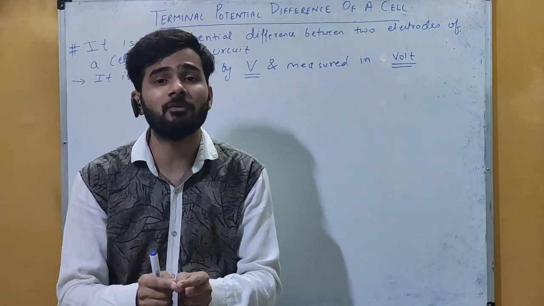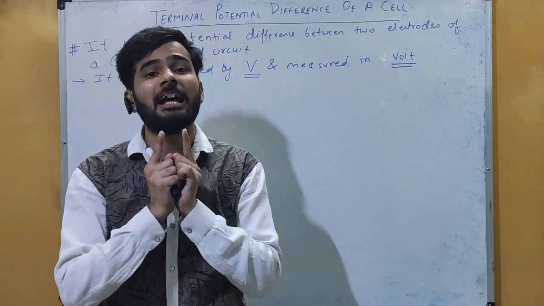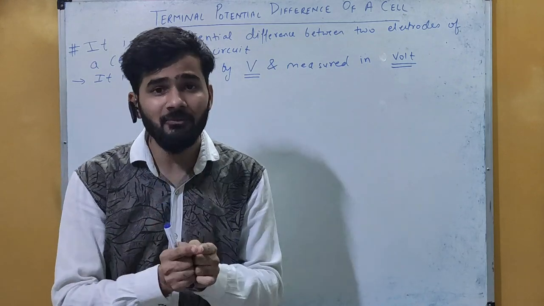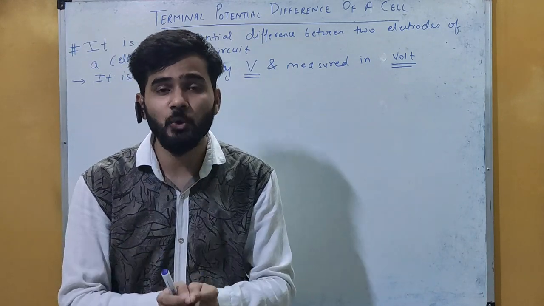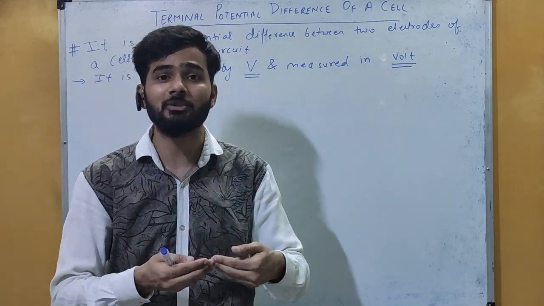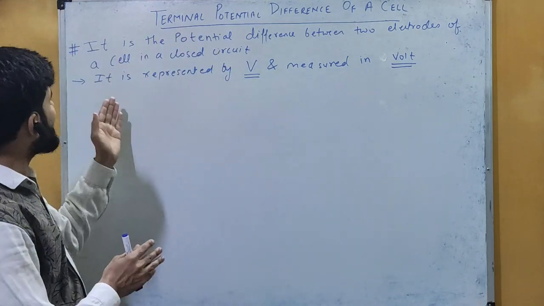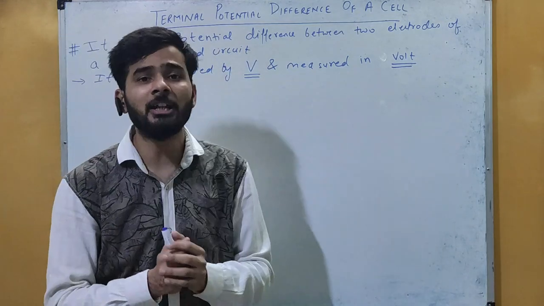So here's the difference of the open circuit and the closed circuit. If the circuit is open, then that potential difference is the EMF, and if the circuit is closed, in that case, that same potential difference between the two electrodes, that is the terminal potential difference. Okay, and here it is represented by V and measured in volts.